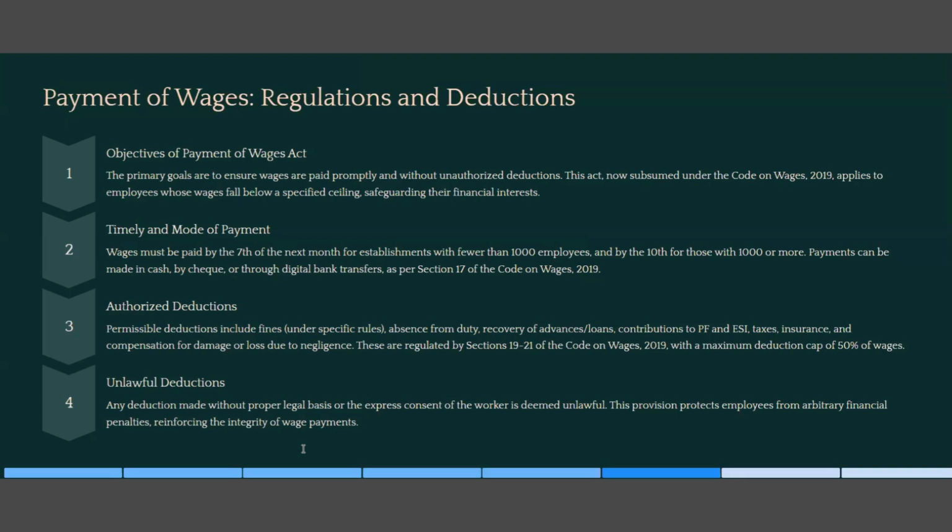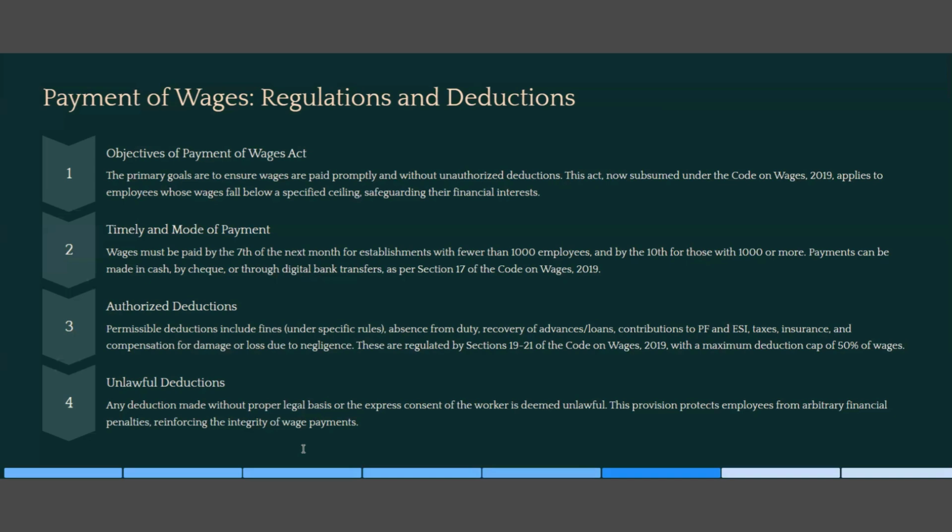Wages must be paid by the 7th of the next month for establishments with fewer than 1,000 employees, and by the 10th for those with 1,000 or more. Payments can be made in cash, by check, or through digital bank transfers as per Section 17 of the Code on Wages 2019.